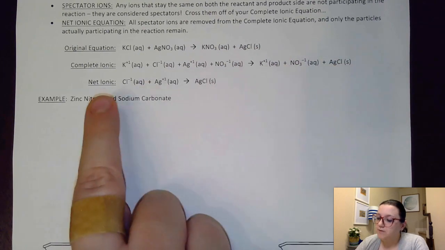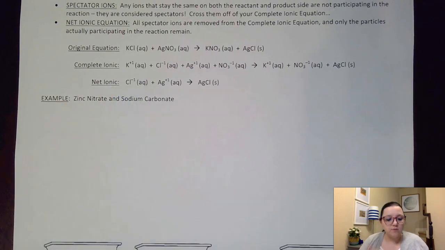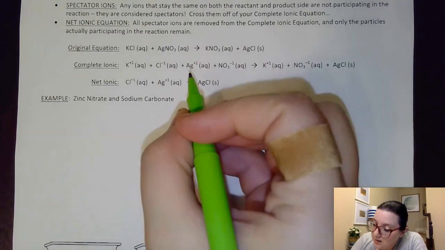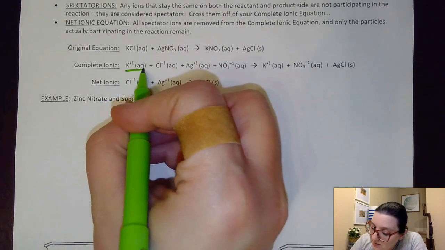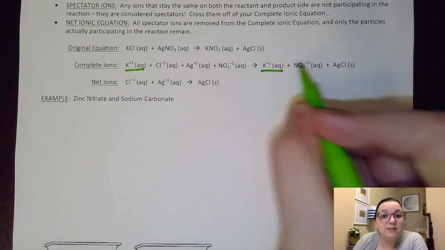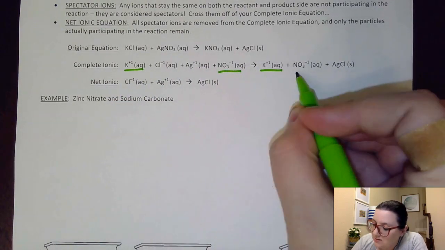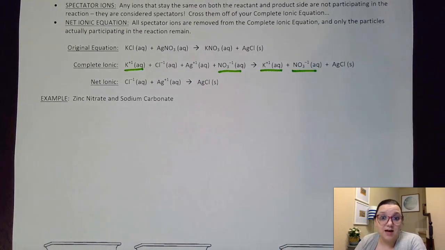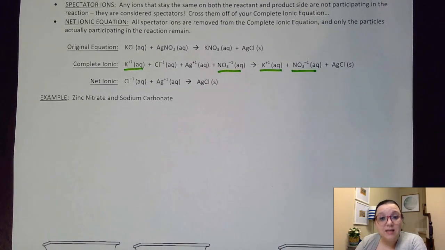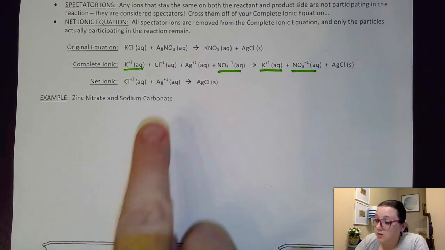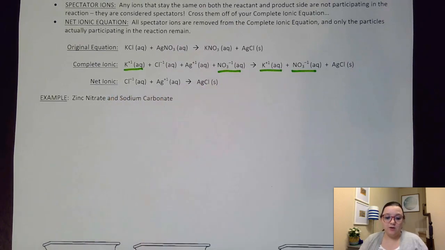And so then in my final net ionic, what I do is I look for anything that remained the same from side to side on that complete ionic. I see that I had potassium ions from side to side that stayed exactly the same, and I had nitrate ions that stayed the same from side to side. And so what that means is that those are spectator ions. And so we did not include them in this final net ionic equation.